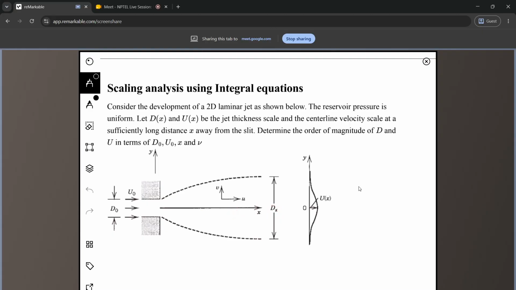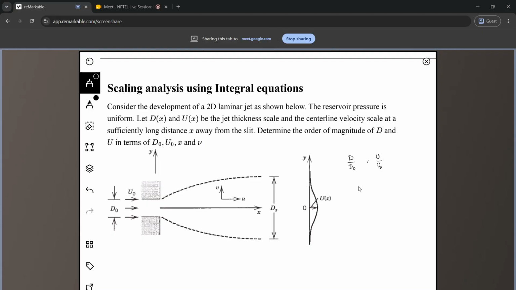At d x, now let us assume for simplicity that you have a velocity profile like this. At the center, you will have maximum velocity. As you go farther away from the center, the velocity reduces to 0. The question now is to determine the order of magnitude of d and u in terms of d naught and u naught. In other words, you are supposed to find the order of magnitude of d by d naught and u by u naught in terms of x.